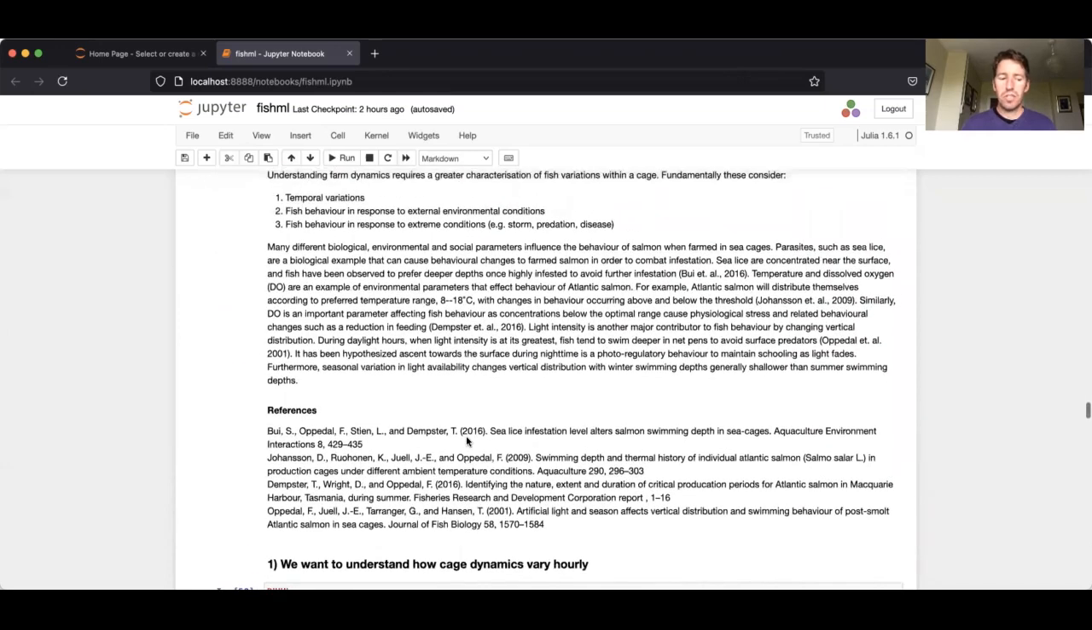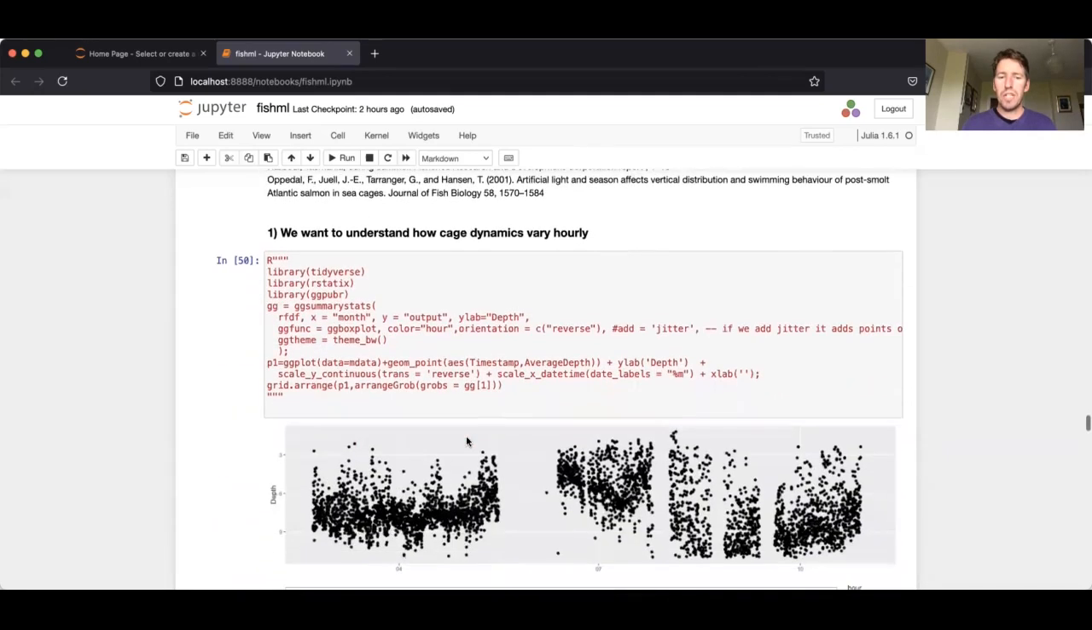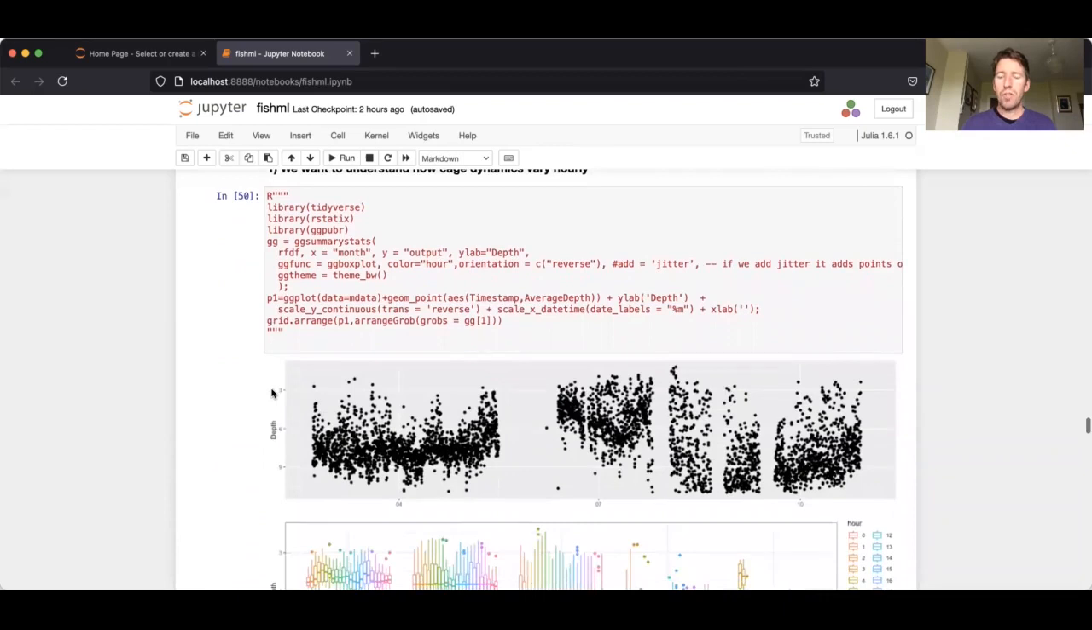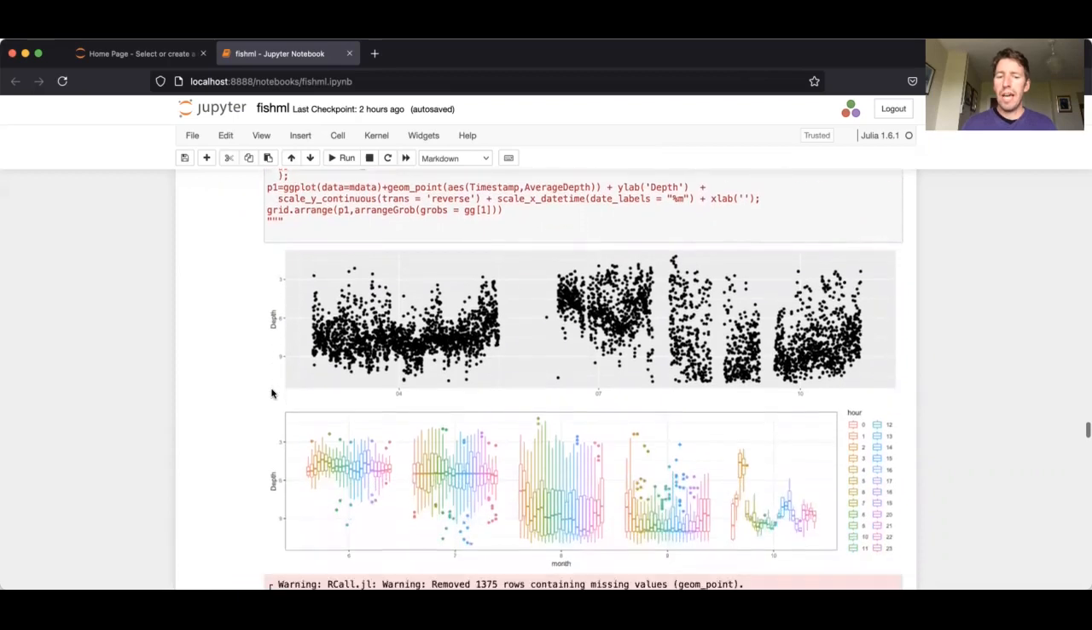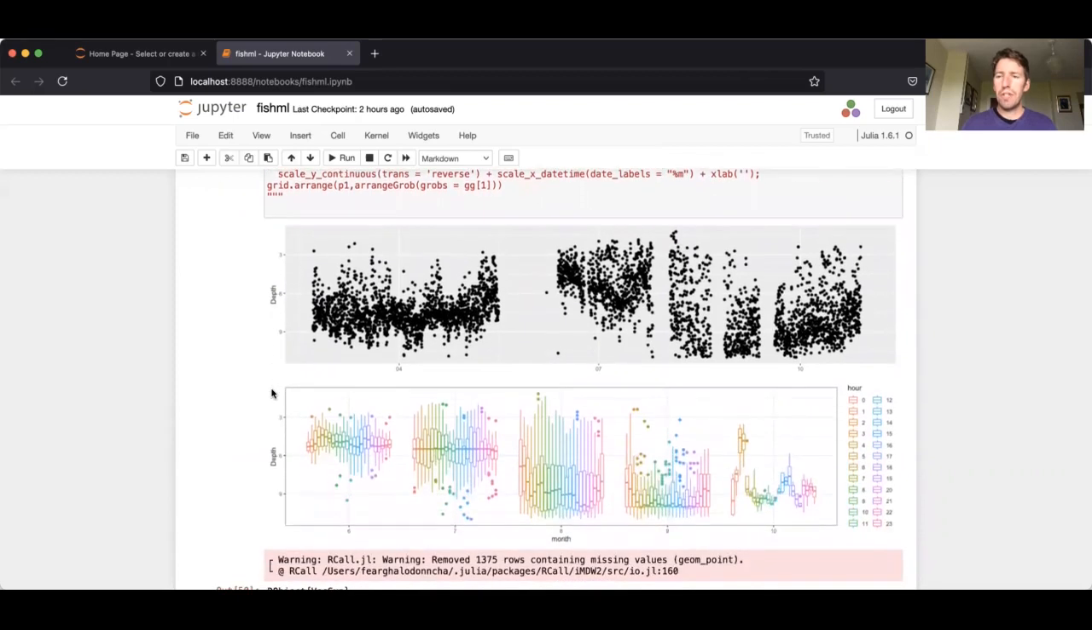The statistical characterization of fish in a cage considered temporal variations and fish behavior in response to external environmental conditions. Initially, we implemented statistical analysis of the data to understand how fish dynamics varied over the duration of the period, and to understand the different variations at hourly levels at different monthly intervals. So here we have a box plot of hourly distributions of data for each month. So here we have June, July, August, September, and October.